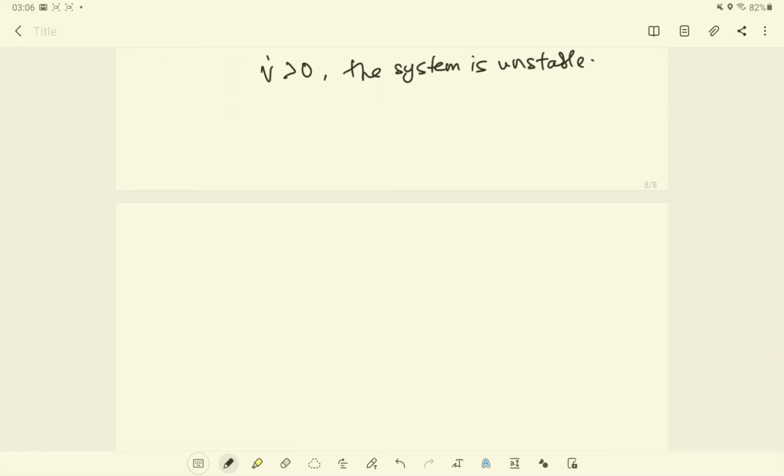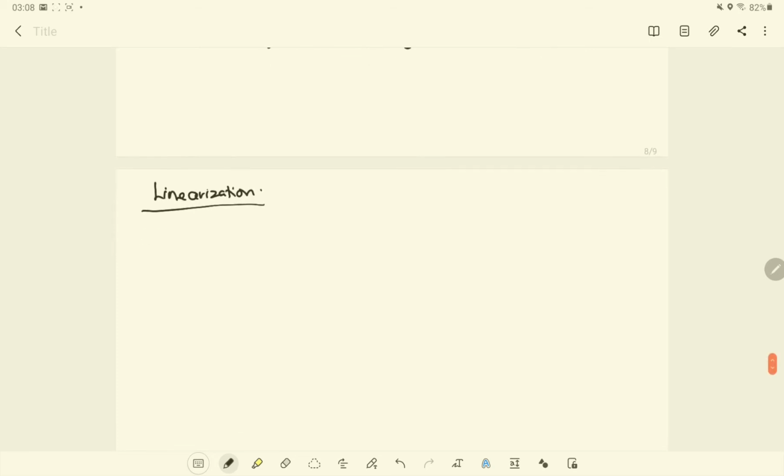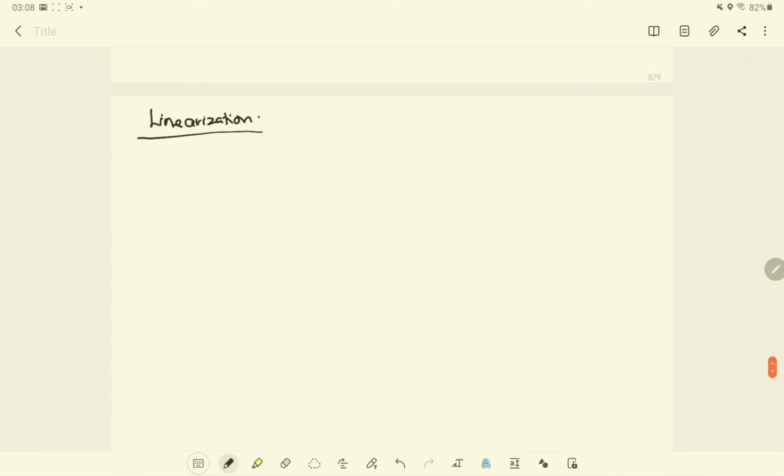Then next is linearization. Okay, the last part for this chapter, linearization. Let's say you have one equation: x double dot minus x dot plus x1 minus x2 equals 0. So now, is the system linear or non-linear?